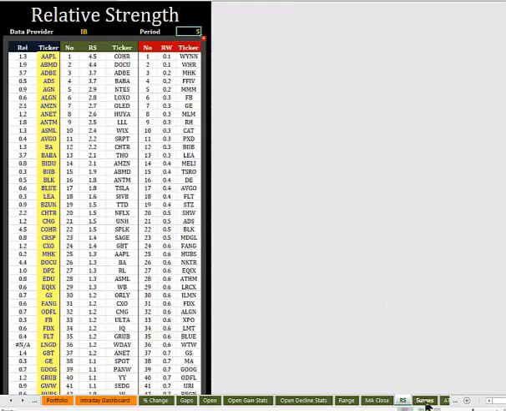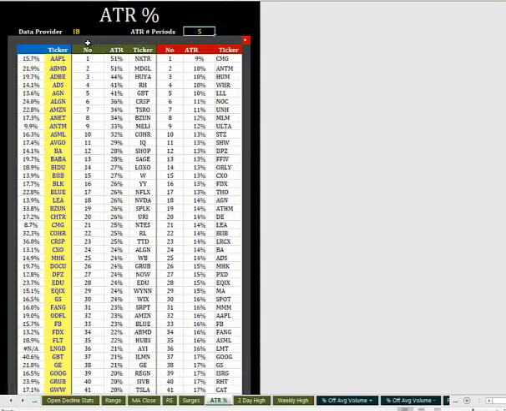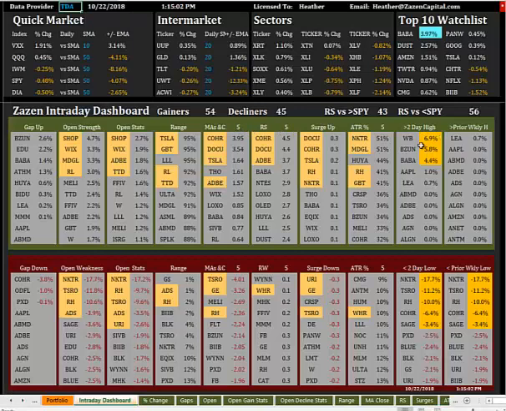Relative strength, you can change the period. Price surge, ATR percent. So most of these you're going to find tickers, you're going to find data provider, and then some kind of a period or interval that you can set. If you find that you don't have any data on your dashboard, it might be because you haven't allowed enough time for it to gather the data and load. So if this was at 10, the first 15 minutes of the market, you're probably not going to have data there. Because why? Because 10 takes 30 minutes, 5 takes 15.